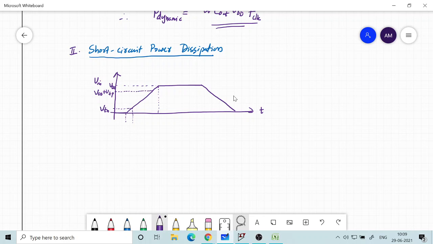Now let me plot the current. From this point the current starts, goes to a peak value, and the same thing happens with the falling edge also.